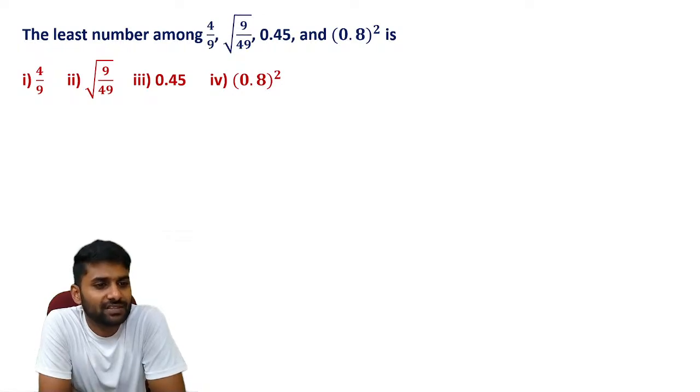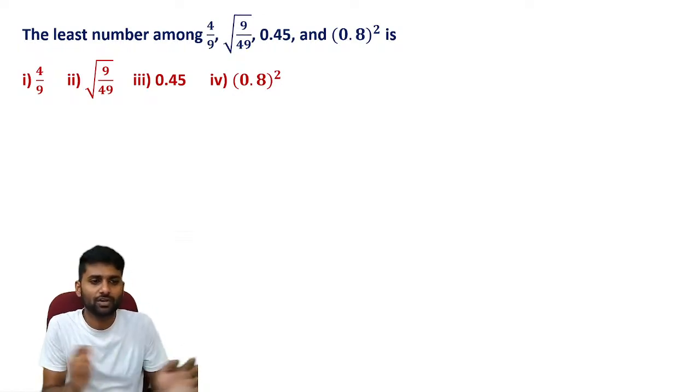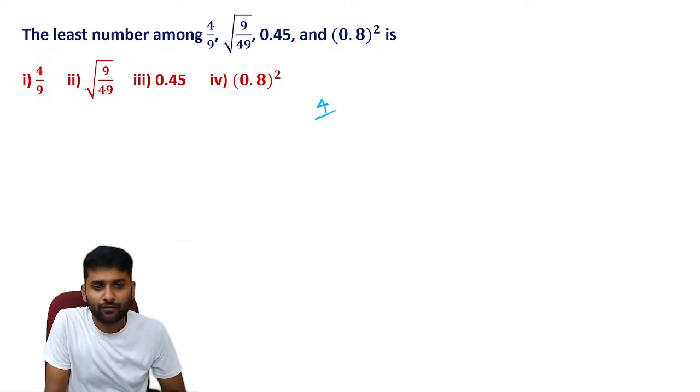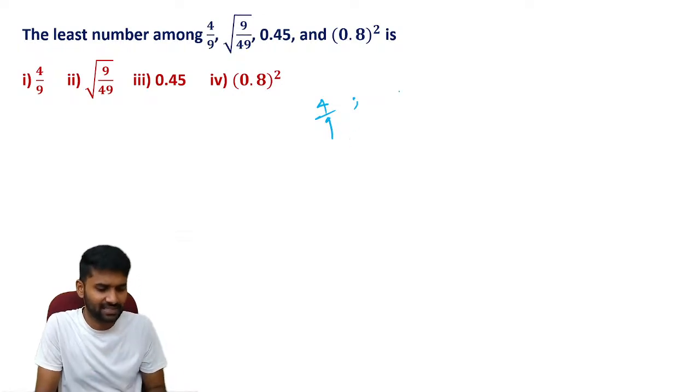Now let's see this question. The least number among 4 by 9, root over 9 by 49, 0.45 and (0.8) whole square. Out of all the numbers, which one is the least number? We can convert every piece of information into a fraction, then we can easily compare the data.